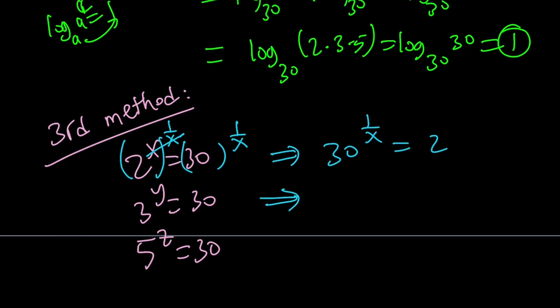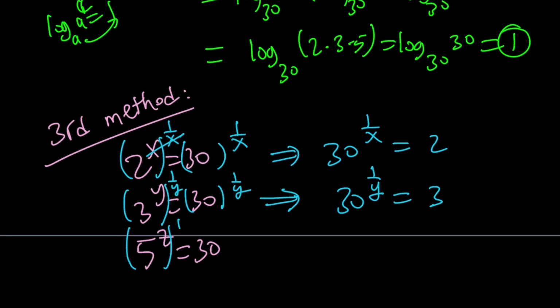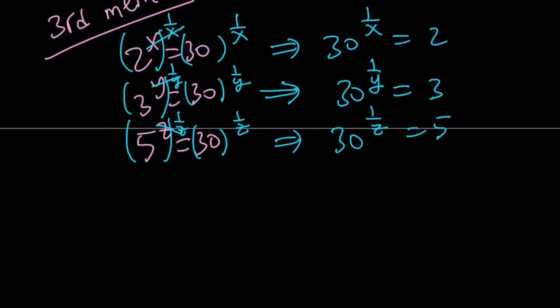And you can do the same thing here. 30 to the power 1 over y equals 3, if you just raise both sides to the power 1 over y, just like before. If you raise both sides to the power 1 over z, then z cancels out, and you get something very similar: 30 to the power 1 over z equals 5. And guess what? We're going to multiply these all together. Why? Why not? So let's do it.